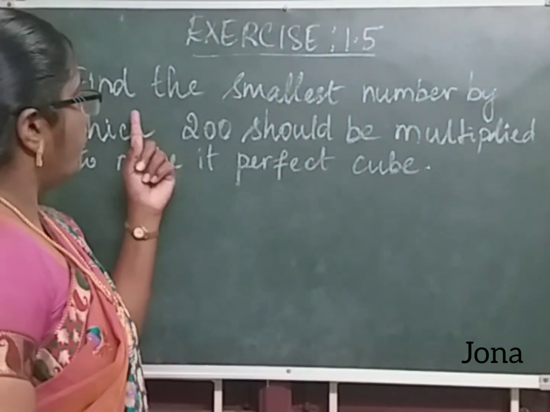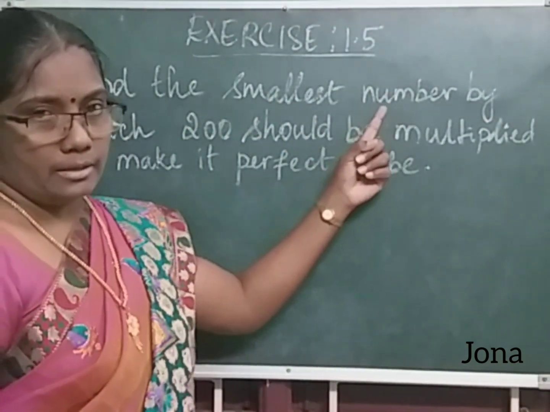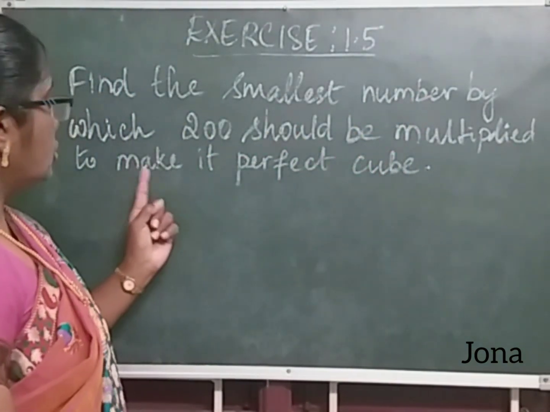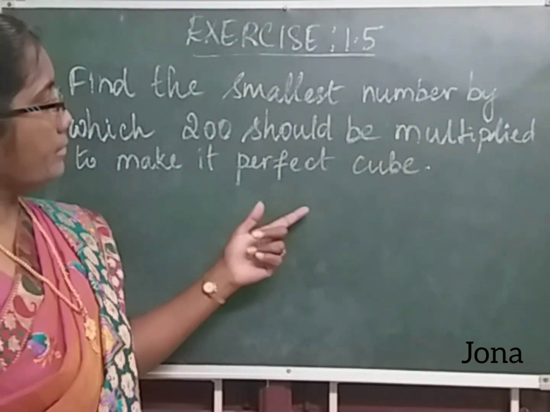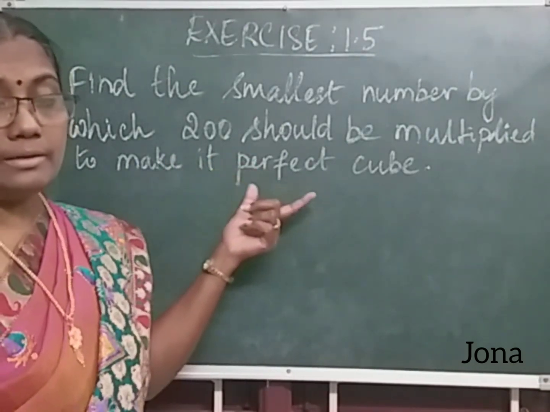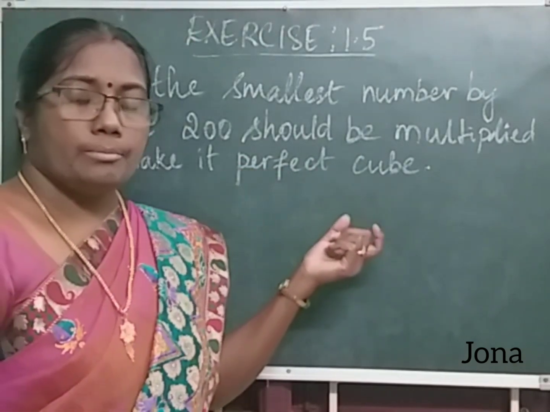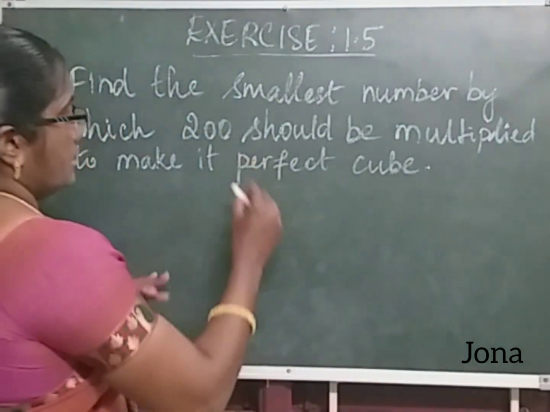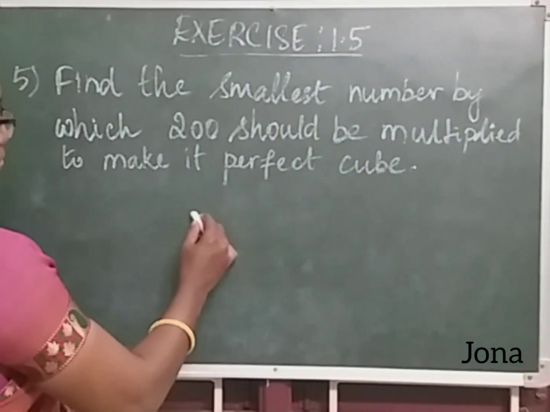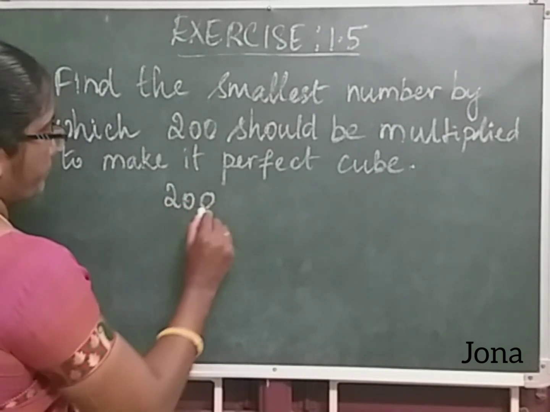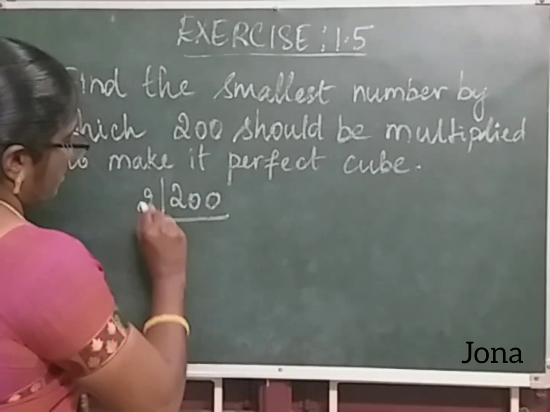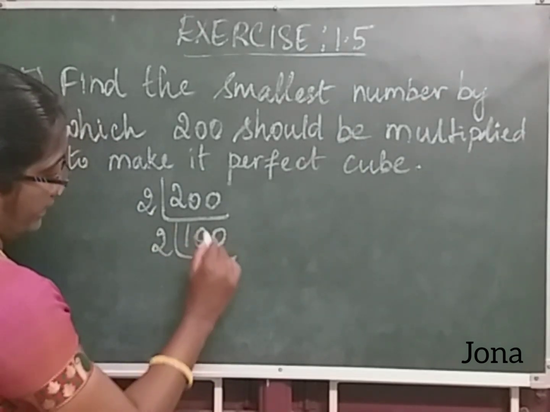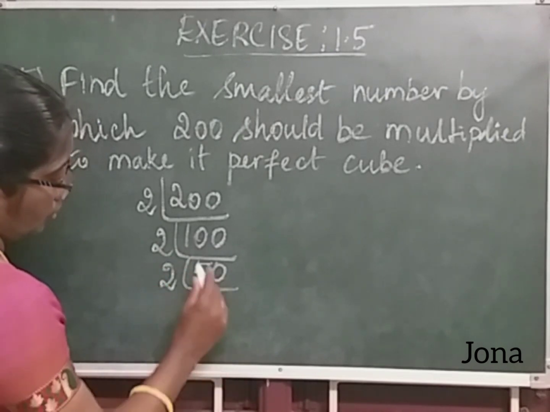Fifth one. Find the smallest number by which 200 should be multiplied to make it a perfect cube. We want to find by which number we have to multiply to get a perfect cube. For the same method we are going to follow here. So let me take 200 here. Divide by 2, so that this is 100. Again I can divide by 2, 50. Again by 2.